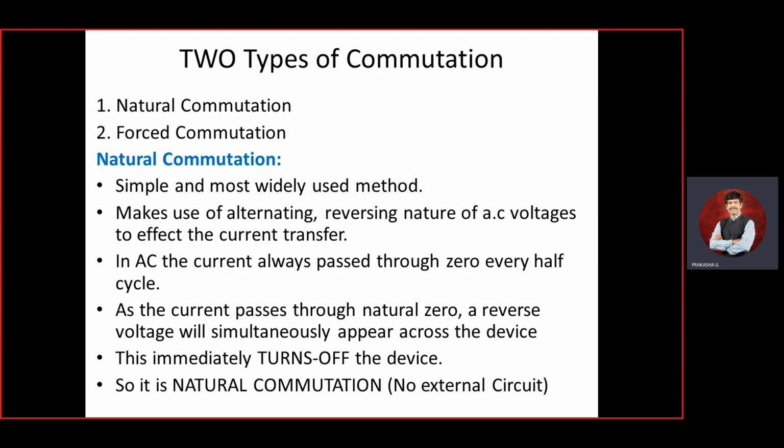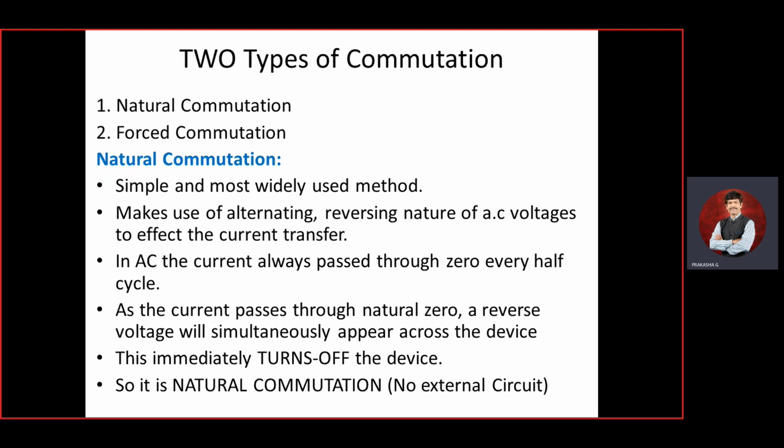In DC, what happens? I will be giving positive 5 volts. Positive 5 volts only I'm giving. I'm not reducing that. It is a positive, constant 5 volts I am giving. If I am giving a constant 5 volts, it will never cross 0. So there is no voltage or current crossing 0, which will not trigger your thyristor to switch off mode. At that time, I need to use an external circuit which will force your thyristor to switch off. Okay, so we'll see what external circuits we are going to have.